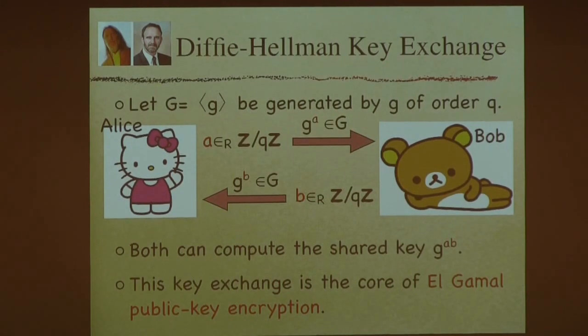Alice is going to choose a secret number A mod Q and send G to the A, and Bob selects accordingly a random element B mod Q and sends G to the B. And as we all know, both can compute the shared key G to the power AB. And as we all know too, this key exchange is really the core of ElGamal public key encryption. Once you have this key exchange, you can play with it and make ElGamal encryption.